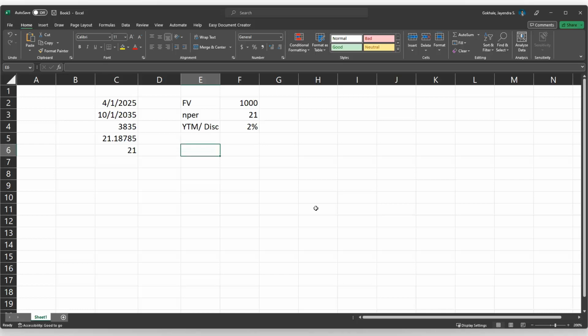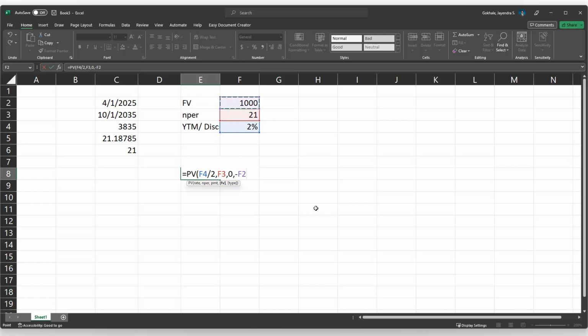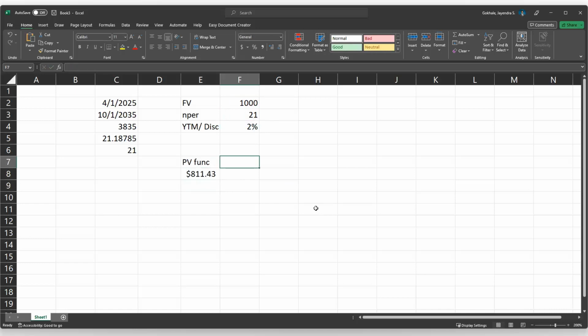So the first method, we just use a PV function. It equals PV, the rate is 2% divided by 2. The number of periods is 21. The payment, there are no intermediate payments for a zero coupon bond. And the face value is negative 1,000, type 0, which gives 811.43.